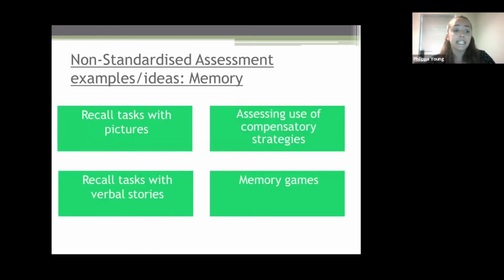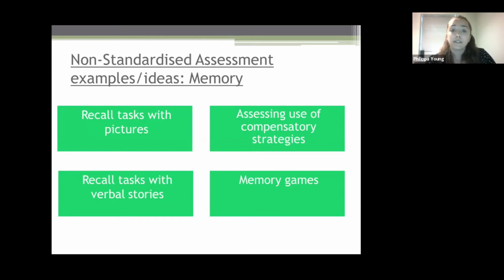So for memory, you could use recall tasks with pictures or recall tasks with verbal stories or words. So again, holding up the pictures to the screen or giving the patient 5 words at the beginning of the session and asking the patient to try and remember these for later. And after a set period of time, asking patients to recall that information.